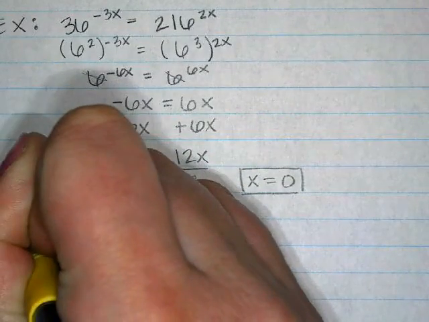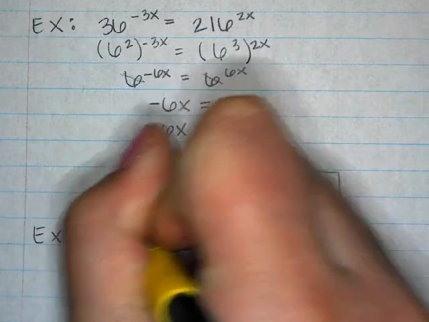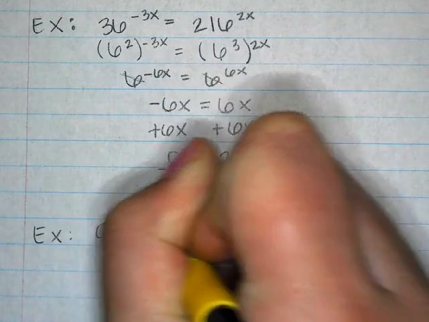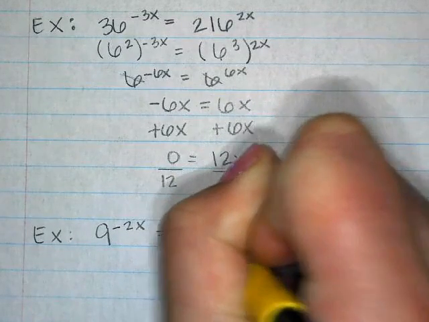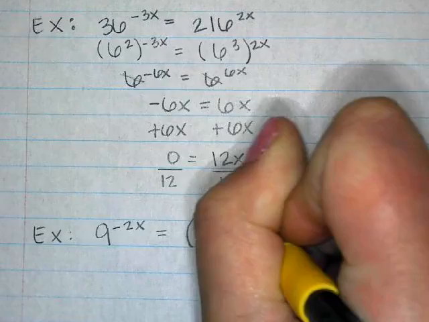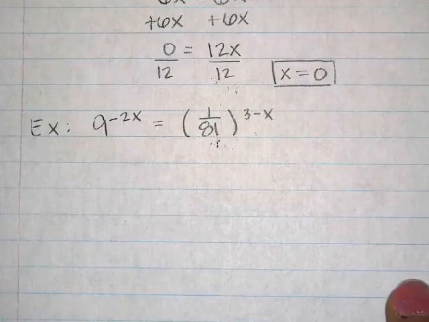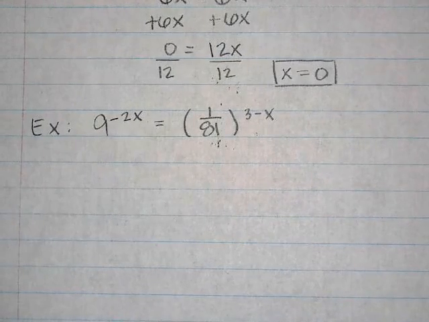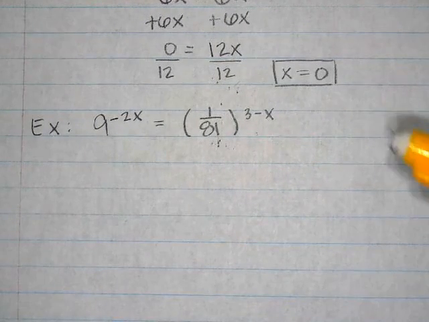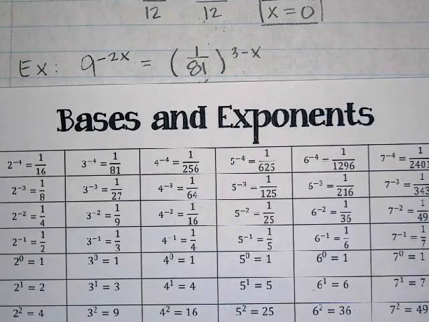once we're done. So this one is going to be 9 to the negative 2x equals 1 over 81 to the 3 minus x. All right, so which column are we going to use? The 3's. You can use the 3's.